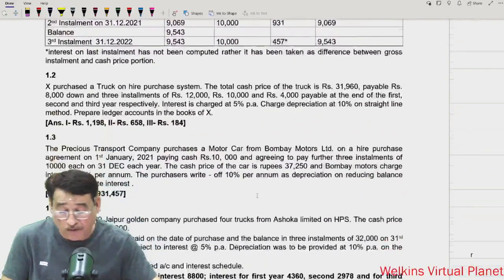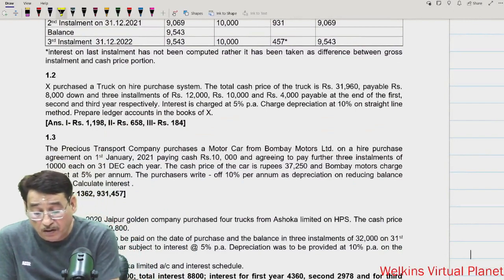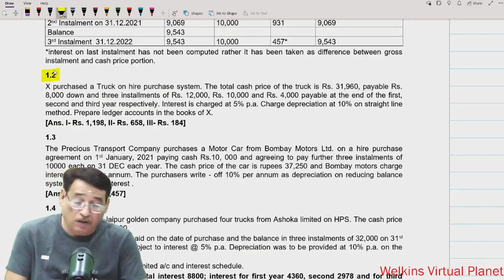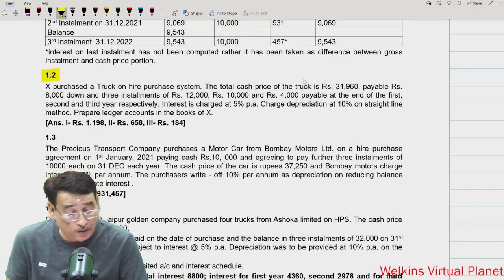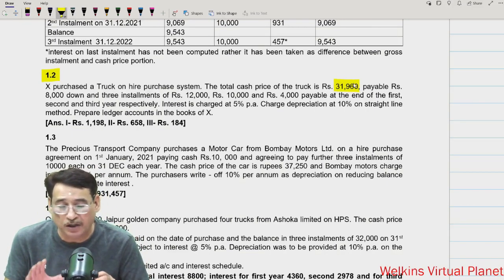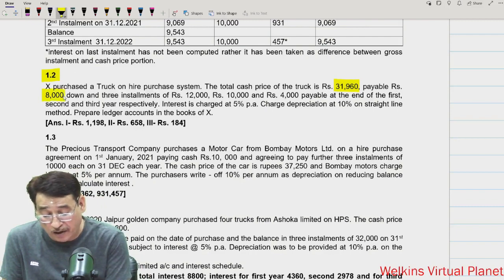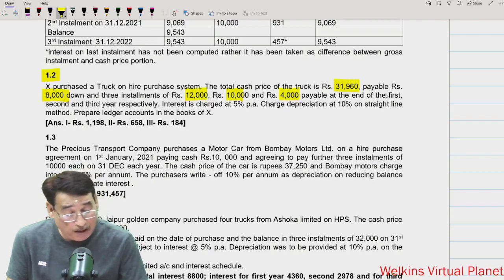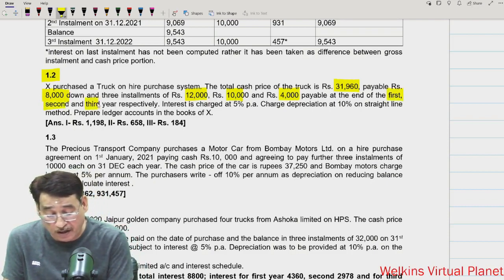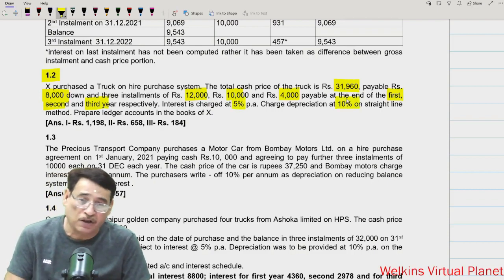Question number 1.1 we have already done, correct? Now 1.2 states that Mr. X purchased a truck on hire purchase system and the total cash price is this much. You need to note down the cash price very carefully. That is 31,960, payable 8,000 as down payment, and 12,000, 10,000 and 4,000 payable at the end of the first year, second year and third year respectively. Interest is 5% and depreciation is 10% on the straight line method.